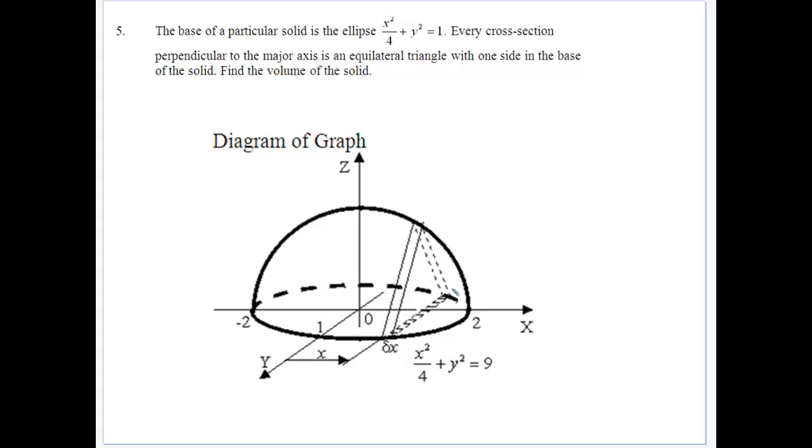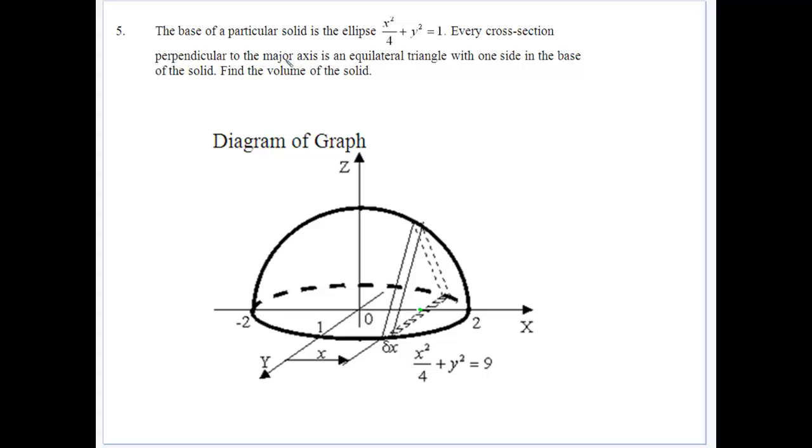Our problem this time involves an ellipse, x squared on 4 plus y squared equals 1. And we've got the cross sections being an equilateral triangle, so all three sides are equal. So again, if we get one side, we can try and find our perpendicular height, or we can use trigonometry to get our cross-sectional area.